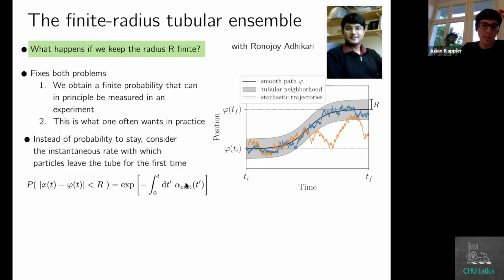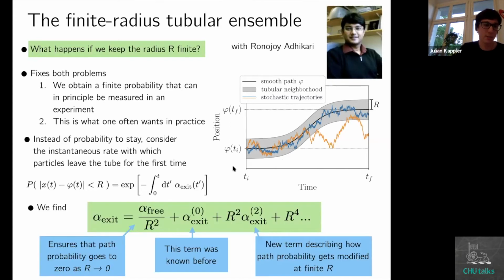So all I want to say is this exit rate from the tube is equivalent to knowing the probability to stay in the tube. And we solved the stochastic dynamics to calculate this for finite radius. And our main result, which I think is very cool, is that this exit rate at which the stochastic trajectories leave the tube is, at very small radii, scaling like 1 over r squared.